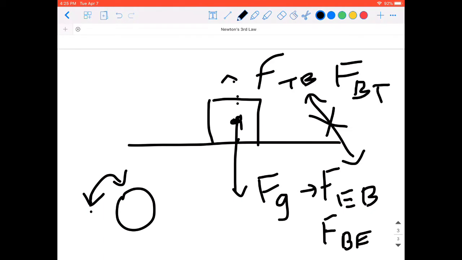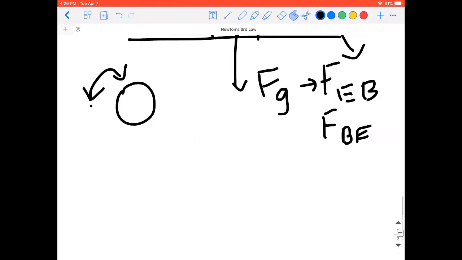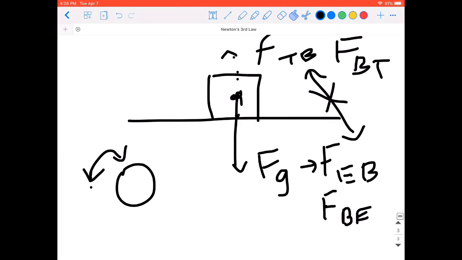So the third law partner force of the normal force would be the force of the block on the table. So yeah, the block pushing down on the table. And that's the third law partner force of the normal force. That's the third law partner force.